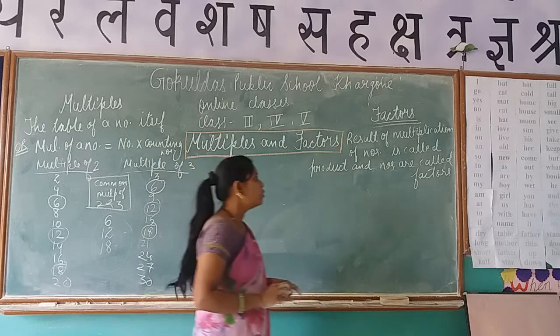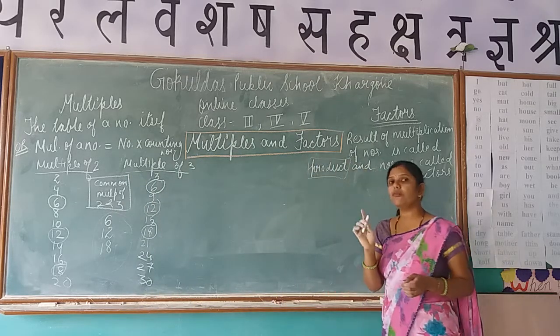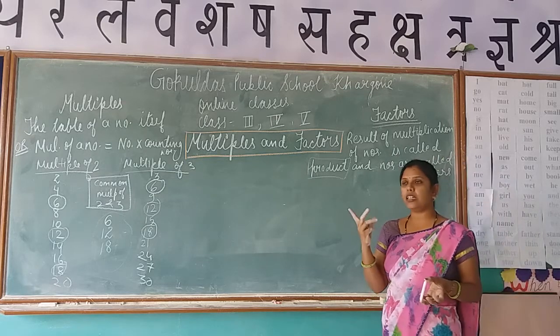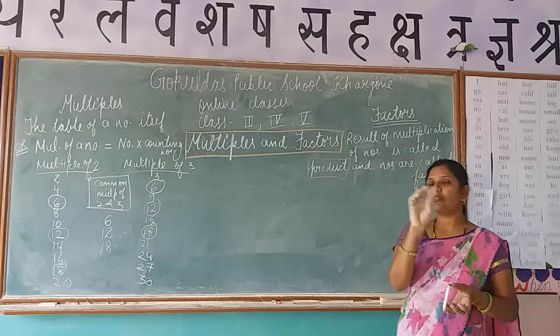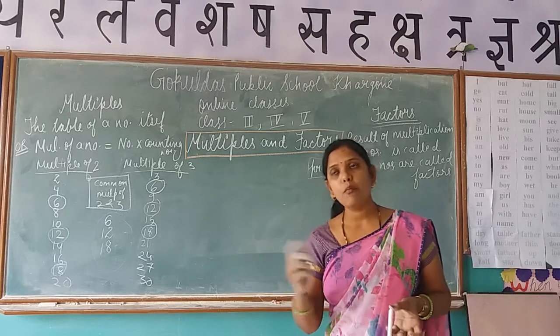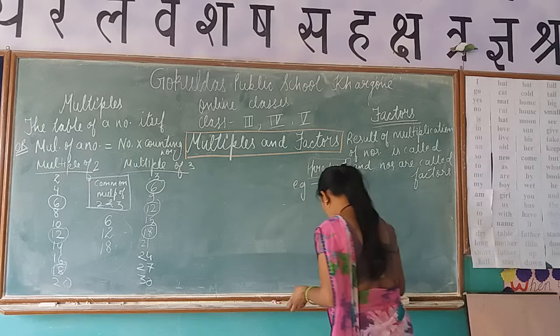So that 6 is known as product. If we multiply two numbers, then the result is known as product, and the two numbers that we are multiplying are known as factors of that product. For example, here I am giving you one example.